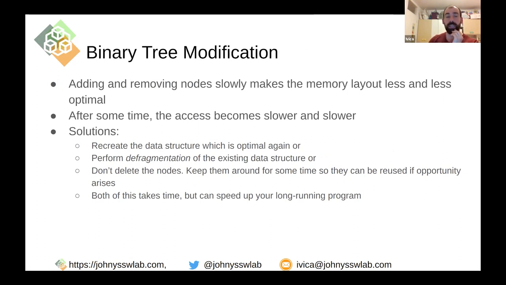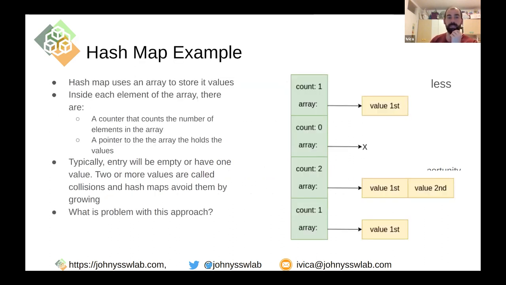So what happens with the binary tree modification? Adding and removing nodes slowly makes the memory layout less and less optimal. After some time, the accesses become slower and slower. So what are the solutions? Recreate the data structure, which is optimal again, or defragment the existing data structure, which is more complex. One thing is that you should not delete nodes and keep them around for some time in case they can be reused later. Okay. I'm skipping this example.